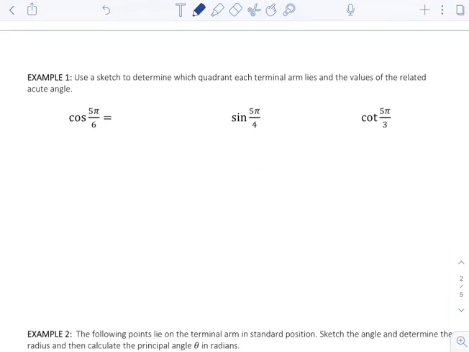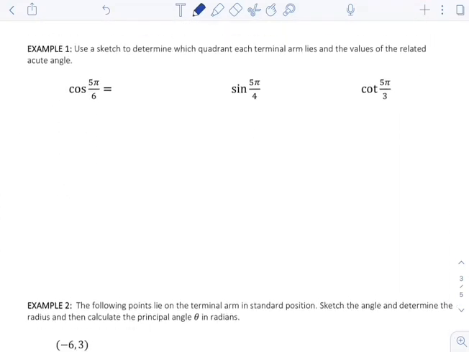So what I want to do is use a sketch to determine which quadrant these terminal arms lie in. We're working with radians with these ones. So cos 5 pi over 6. You might say, how do I figure that out? What I'm going to do is draw a grid.